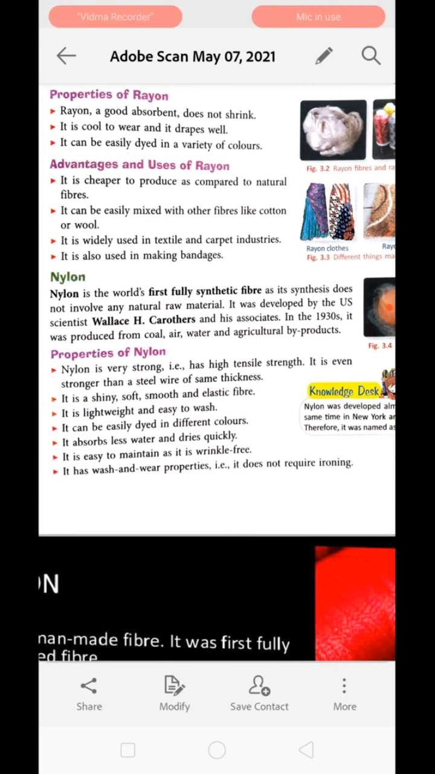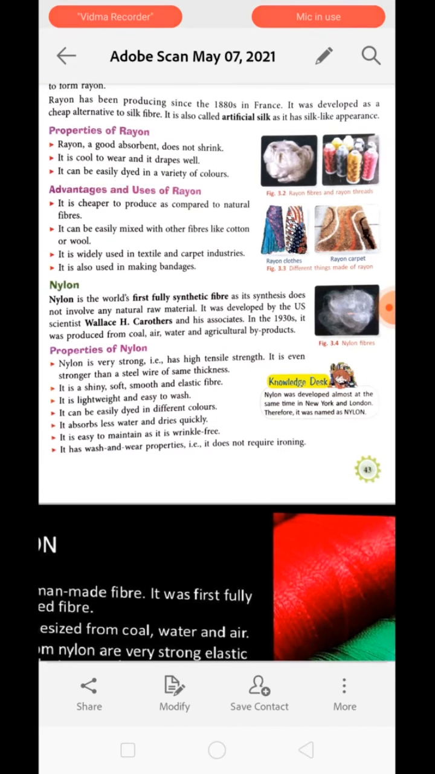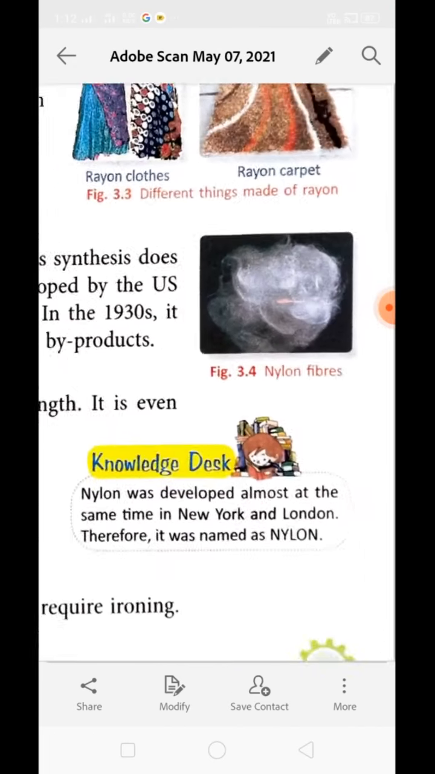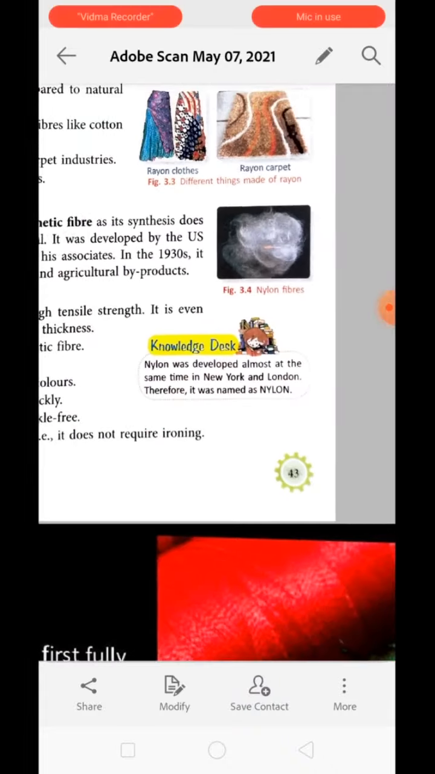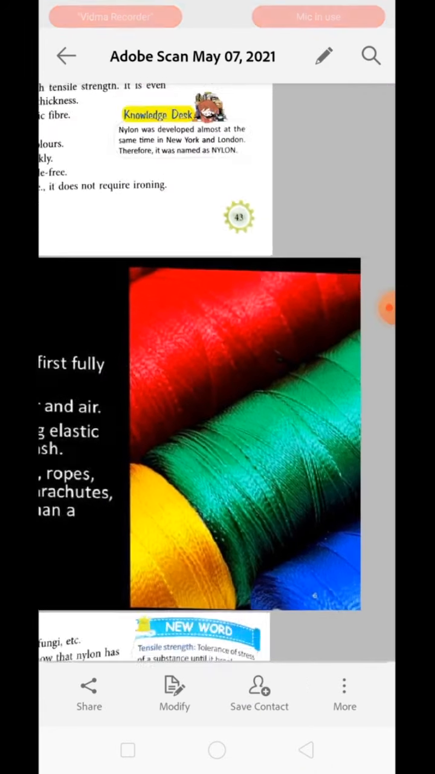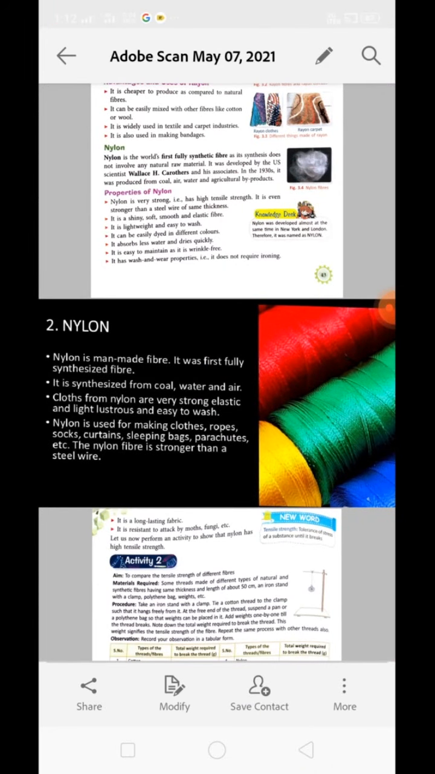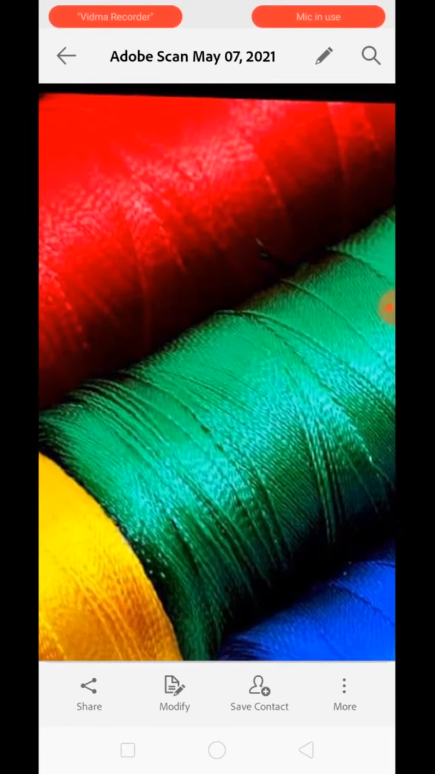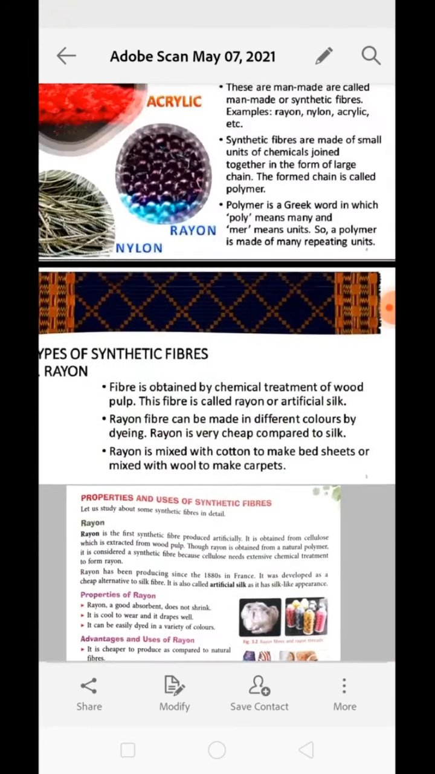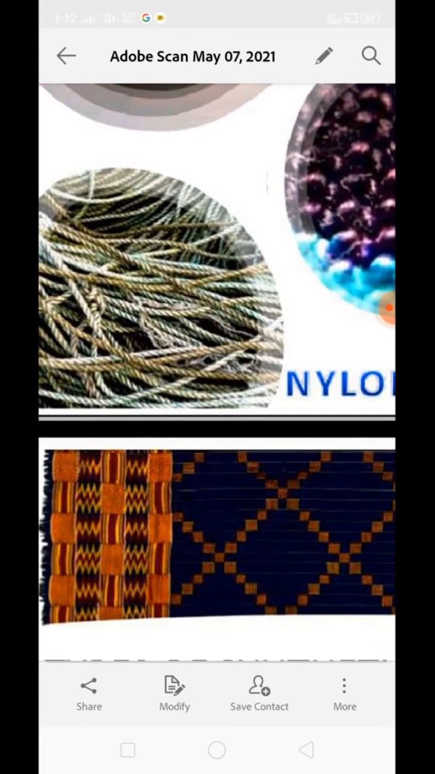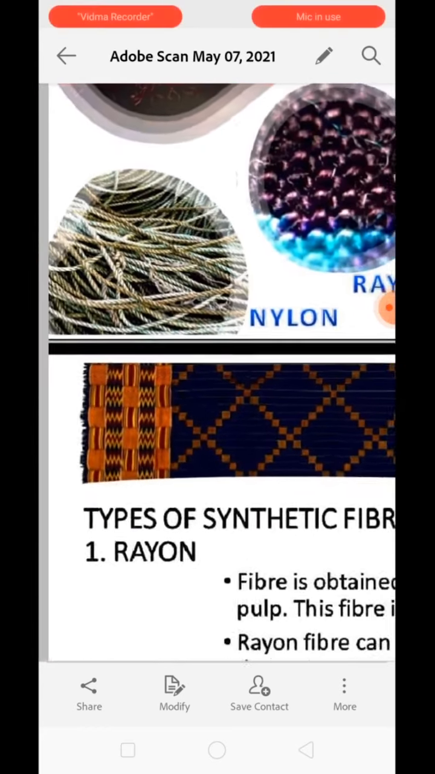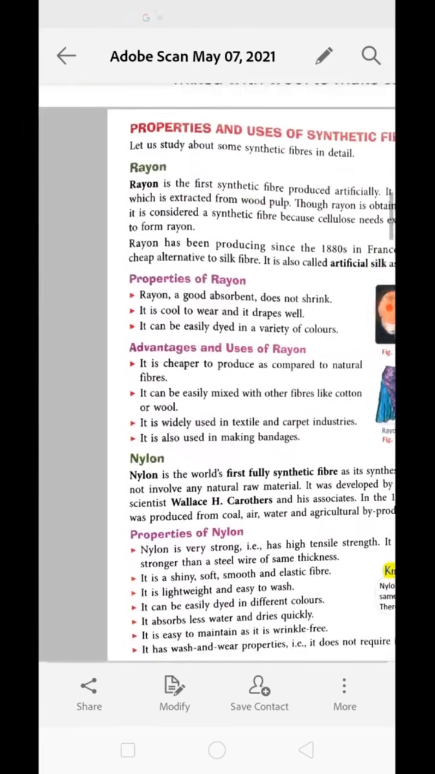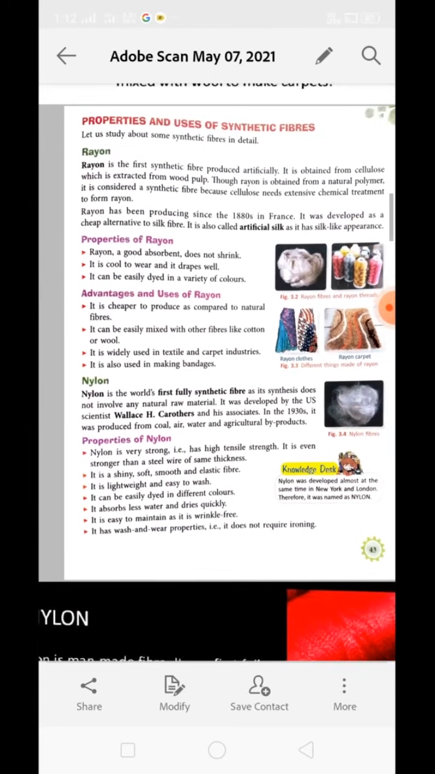Now the next fiber in the series is nylon. See over here, these are nylon fibers. Over here we have nylon threads as well. You can see these are the nylon thread, and in the upper portion you can see these are the nylon thread. Now what are the properties?